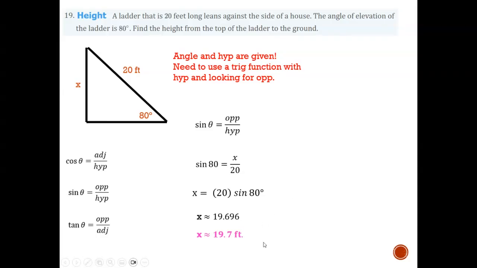If we did round to 1 decimal place, it'd be 19.7 as an example.